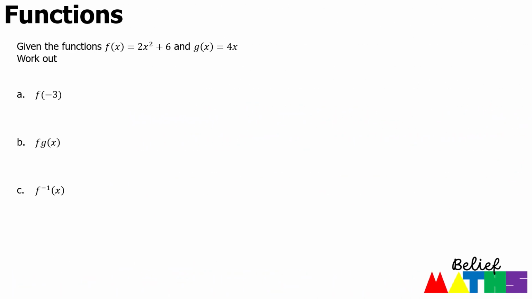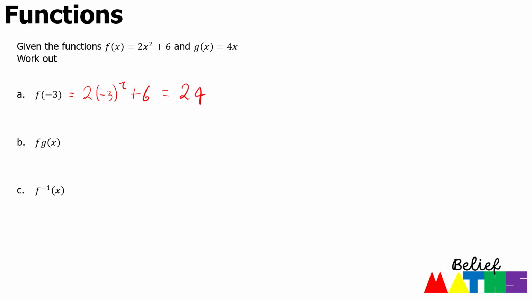Now functions is another common higher topic that we can use. So looking at this very simply, f of x equals 2x squared plus 6 and g of x is 4x. It asks us to work out f of negative 3. Well, that just means we take function f and we sub in negative 3 for x. So we get 2 times negative 3 squared plus 6. Negative 3 squared is 9. 9 times 2 is 18. 18 plus 6 gives us 24. So that's all we need for that.